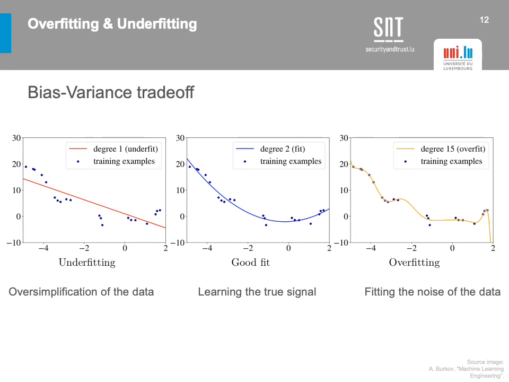Okay, so the important thing here is that underfitting is an oversimplification of the data, and overfitting is fitting the noise of the data. For those who are curious, here we are training a polynomial equation to fit the data.